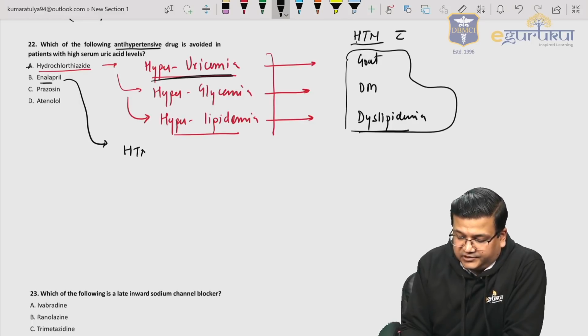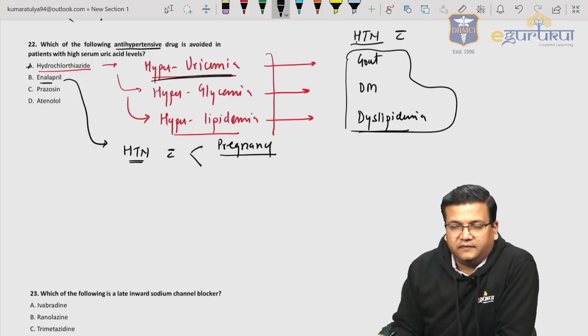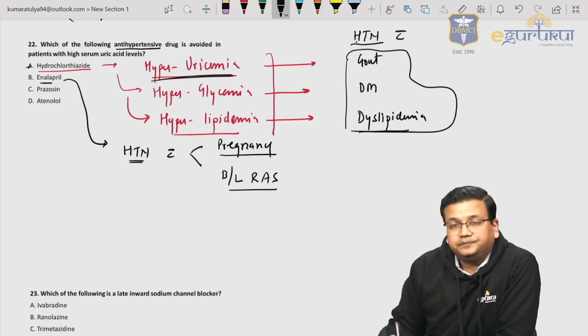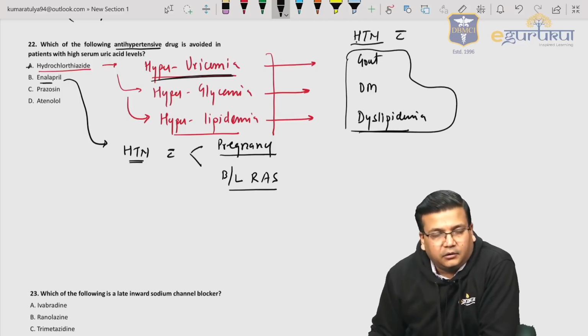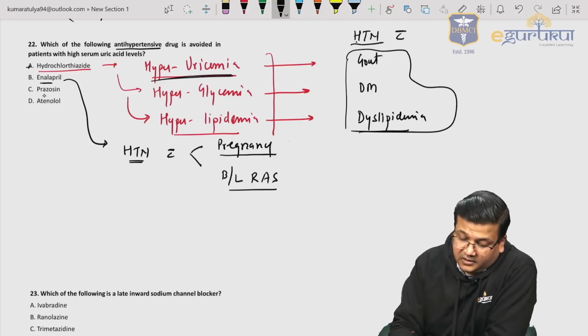Patient has hypertension with pregnancy. So if there is a pregnant female with hypertension, do not give enalapril because they are teratogenic. And patient has hypertension because of bilateral renal artery stenosis. Avoid enalapril or ACE inhibitor because they will cause renal failure in such patients. They are contraindicated in these two disorders.